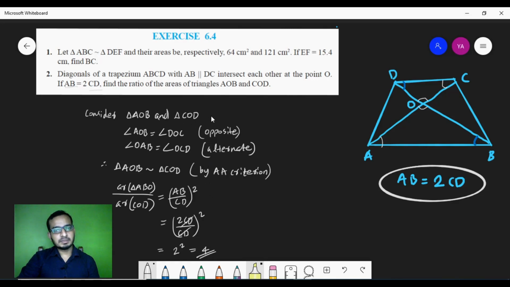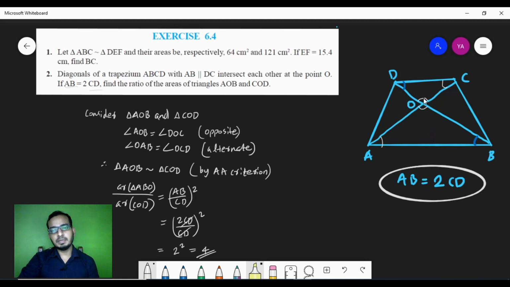I shall explain once again. Our question was: there is a trapezium ABCD, AB parallel to CD, and their diagonals intersect at a point O. So we can draw some rough figure like this: AB parallel to CD, a trapezium, and their diagonals intersect at O. And given AB is equal to 2CD, we want to find the ratio of areas of these two triangles.